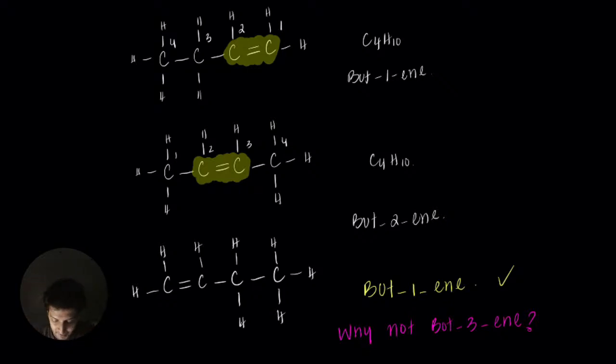Right? So this is why you start with the functional carbon naming, where the functional group will have the smallest number, wherever the functional group is. Okay? Does that make sense?